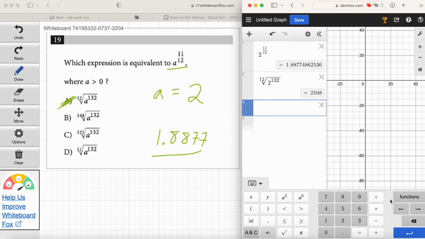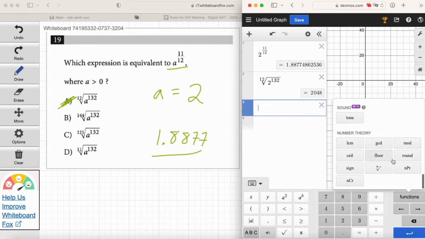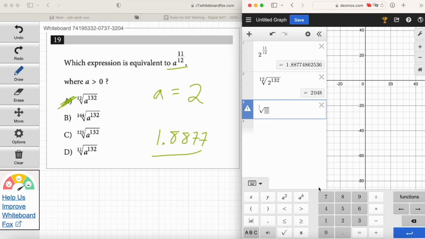We'll do the same thing here, use that function button. And here, what's the root for answer choice B? Do you understand my question? Yeah, it's 144, and then it's 2 to the power of 132. Oops, I did 2 squared. Hold on. 2 to the power of 132. Oh, look at that. That works. 1.887.